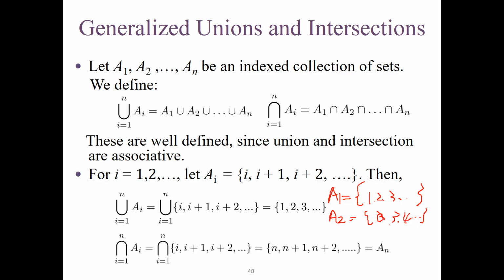Then we also have A3, A4, and A5. So you can see after the intersection with the other sets, we gradually need to remove one element. In this case, the intersection of these two sets, we remove 1. Then once we have A3, it will be 3, 4, 5, so we will remove 2. For A4, we have 4, 5, 6, then we will remove 3. So in the end, the intersection of these n sets will be n plus 1, n plus 2 to infinity. That will be An. Okay, a very simple case for generalizing the union and intersection.